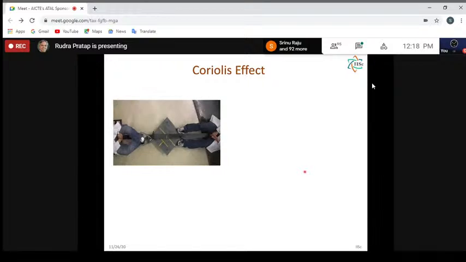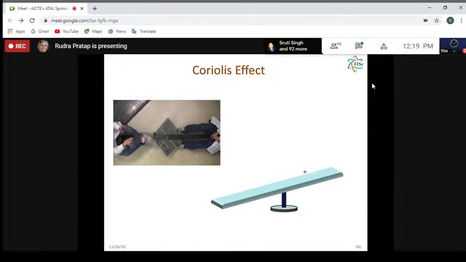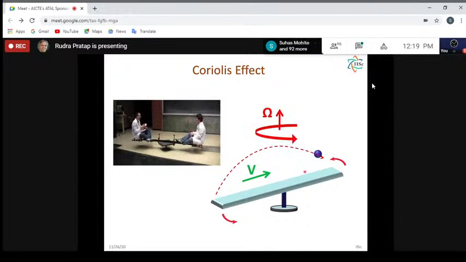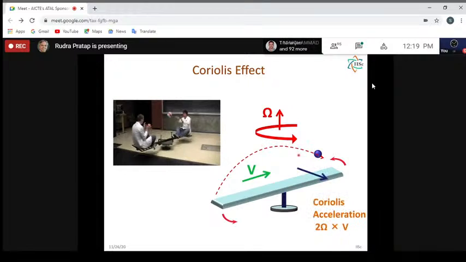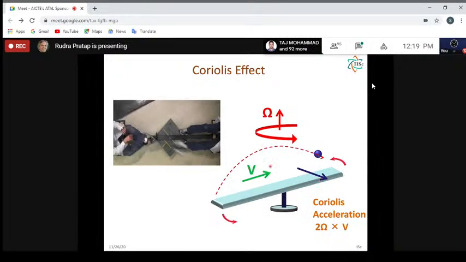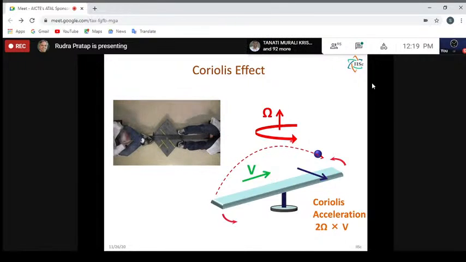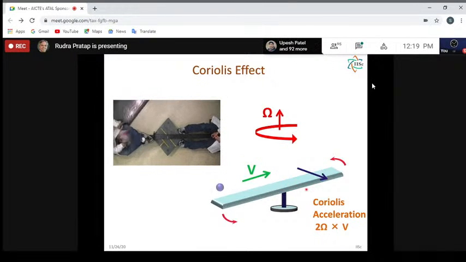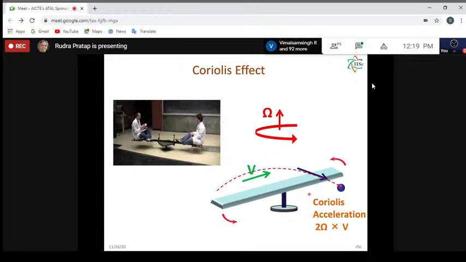The person is still trying to throw it to his friend, and it's because when you have linear motion in a rotating system, there is an acceleration that results. If you do the math, it comes out very easily. This linear velocity and the rotation combine to give you 2 omega cross v as the Coriolis acceleration. It's a cross product, and therefore it's perpendicular to both the rotation and the velocity. And that's why the ball is going where it is going, away in that direction.